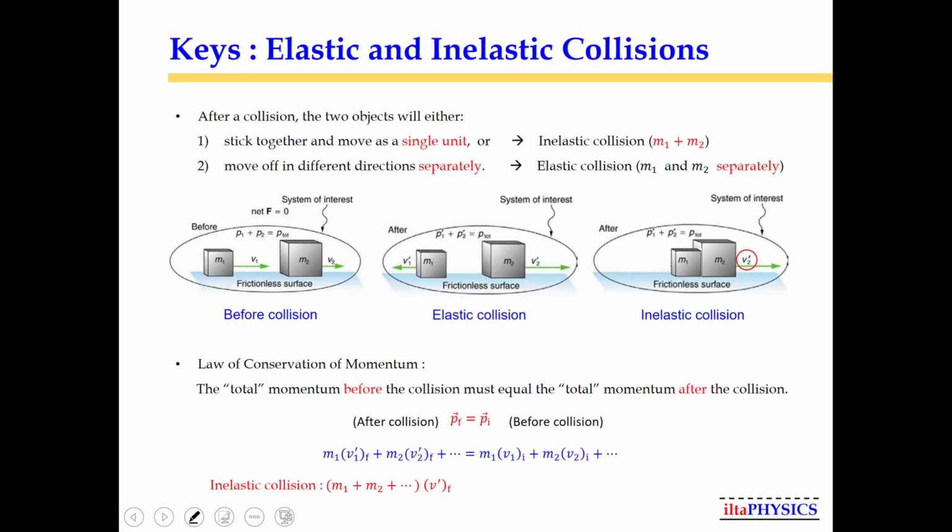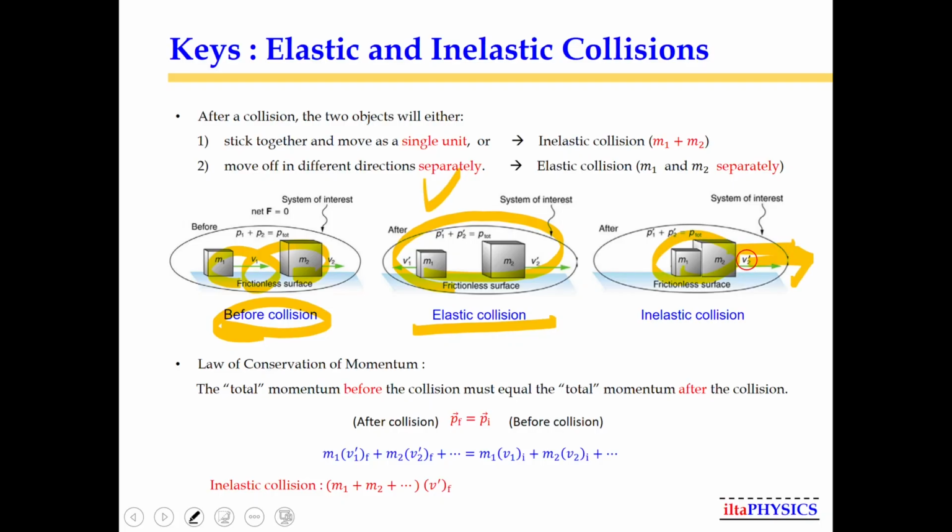Let's summarize the conservation laws for elastic and inelastic collisions. Consider a case where two objects move toward each other and collide, as shown in the diagram. If the two objects move separately after the collision, it's an elastic collision. If they stick together and move at a single velocity, it's an inelastic collision.